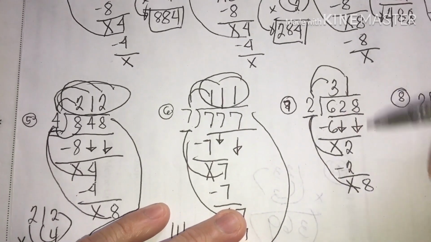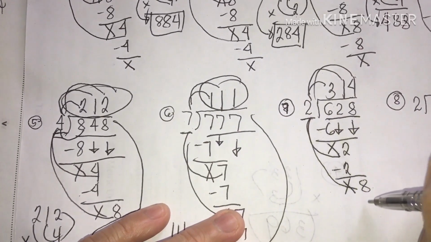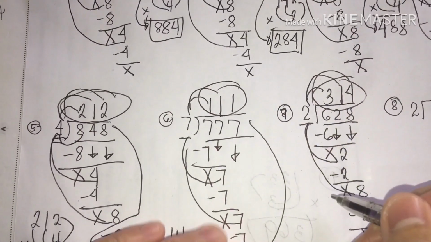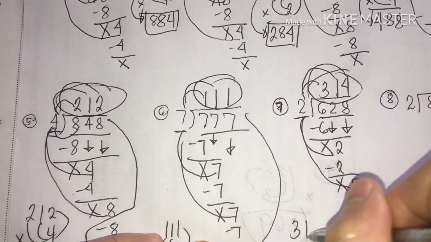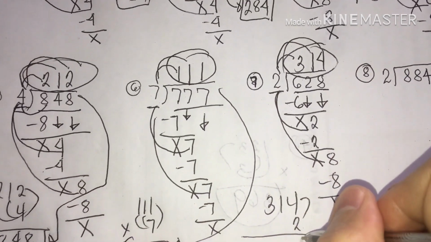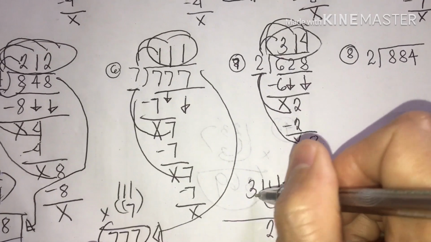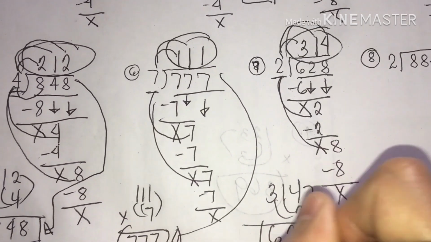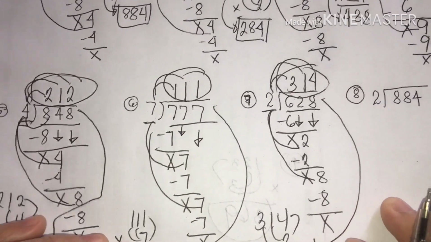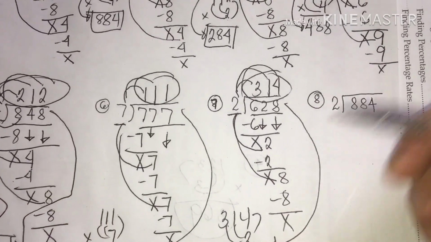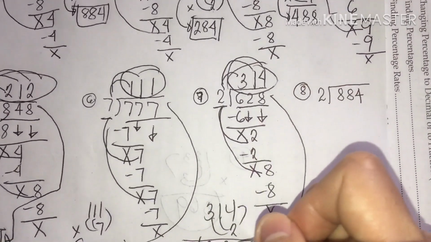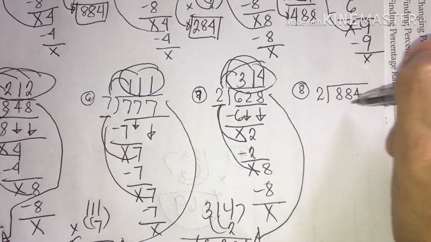8 divided by 2 is 4. Times 2 is 8. This is 0. 314 is our quotient. Let me check. 314 times 2. 2 times 4, 8. 1 times 2 is 2. 3 times 2 is 6. 628. This is our answer. That's the quotient. We multiply our quotient 314 to check it against our dividend.